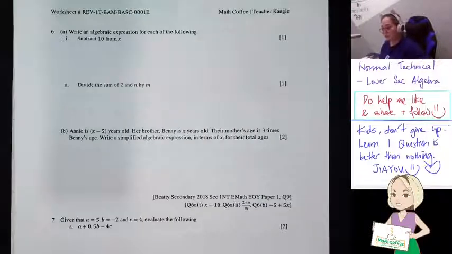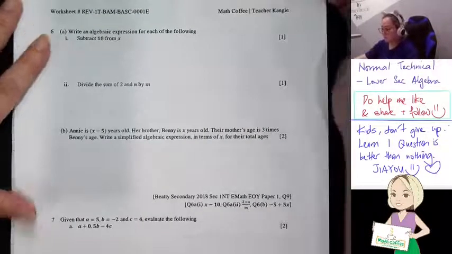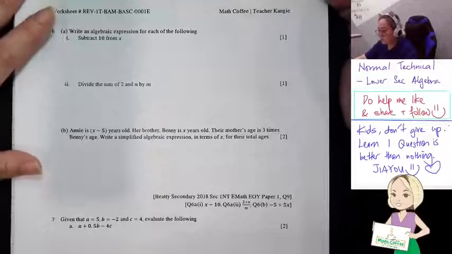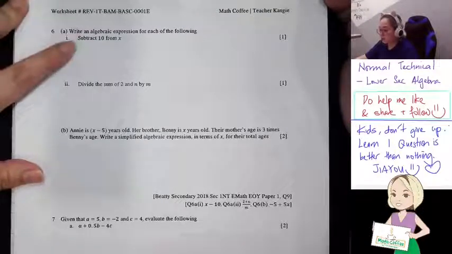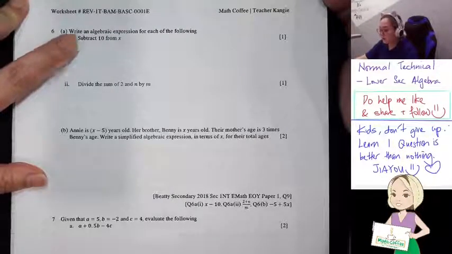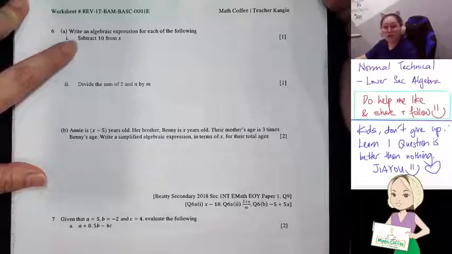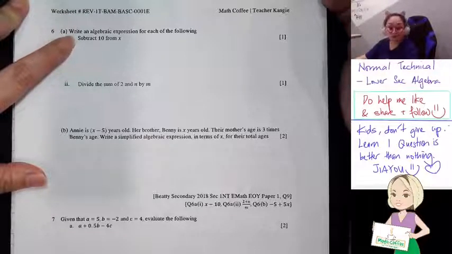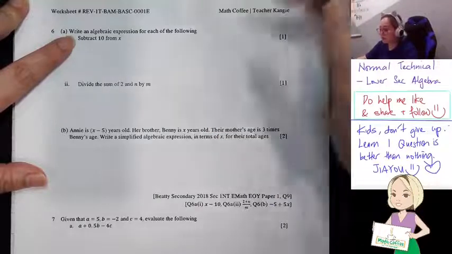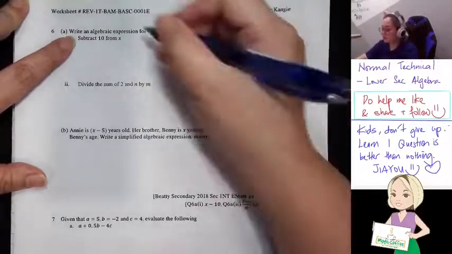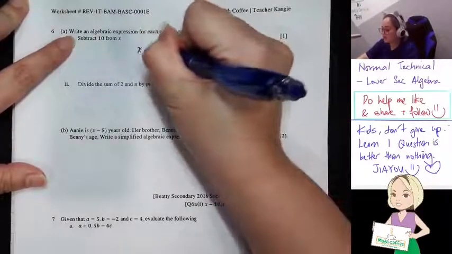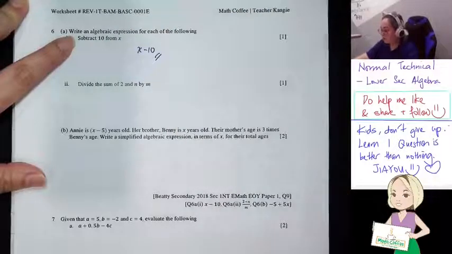Okay, let's move on to the next part. Write an algebraic expression for each of the following. Subtract 10 from x. Just now previously we had a similar question, correct? It's from x, so that means it's x minus something. In this case, it's just x minus 10, and that is your final answer.